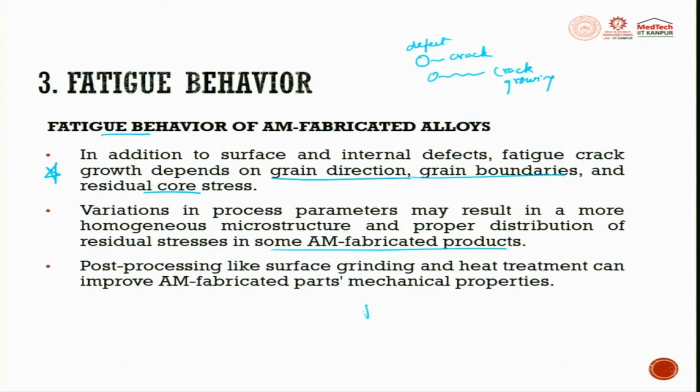So, finally, it looks like this. In process, you have parameters, you have powder parameters, and you have heat treatment. Again, it is process parameters which all have to be optimized such that you can produce a good quality output of an additive manufactured part. Post processing like surface grinding and heat treatment can improve the additive manufactured part's mechanical properties.